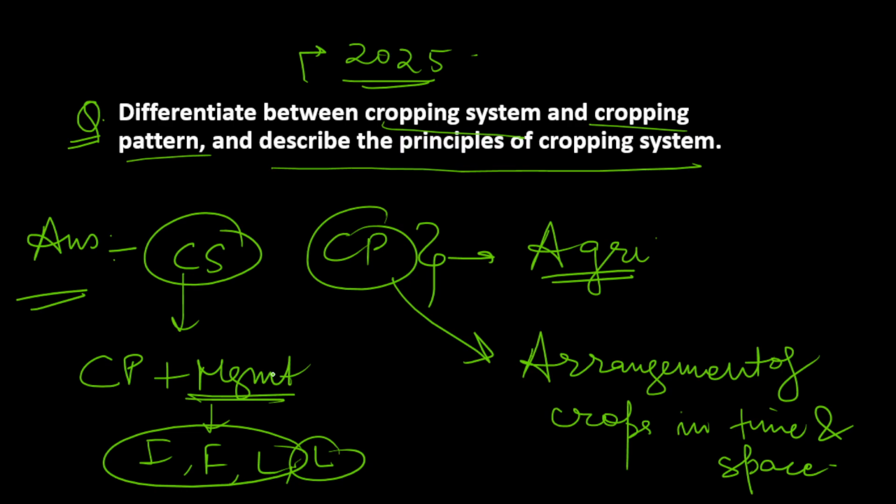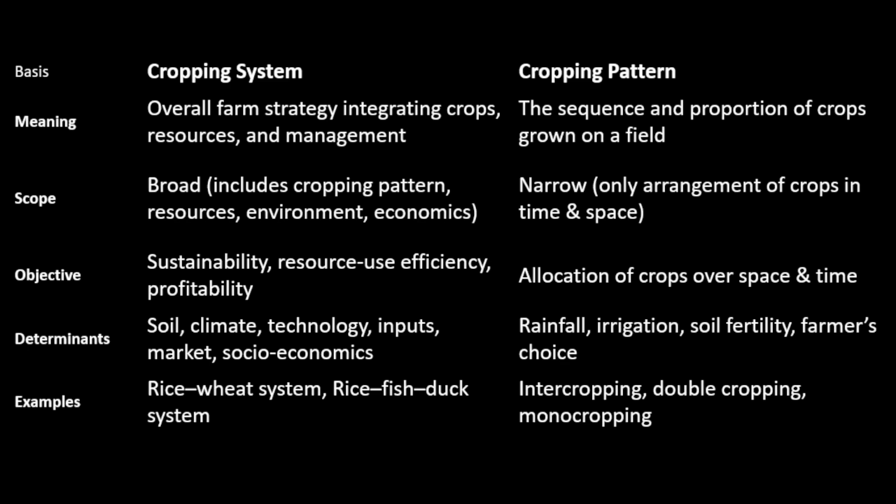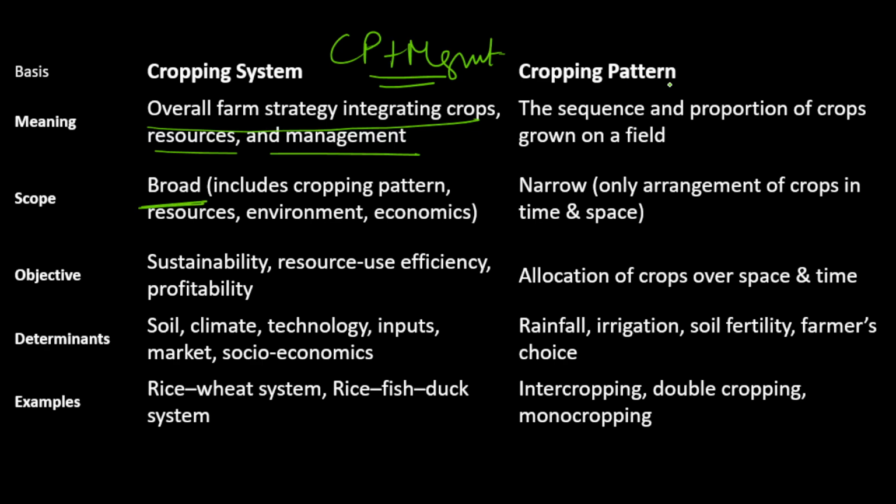Now let's move to the first part of the question, that is, differentiate between cropping system and cropping pattern. I have given you a fair bit of idea in the introduction only. Now we will see how we can differentiate between the two. So what is cropping system? It is the overall farm strategy integrating resources and management. As I have said, cropping pattern plus management is what cropping system is, so it is a broader term. Whereas cropping pattern is the sequence and proportion of crops grown in a field, that is, arrangement of crops in time and space, and it is a narrower term.